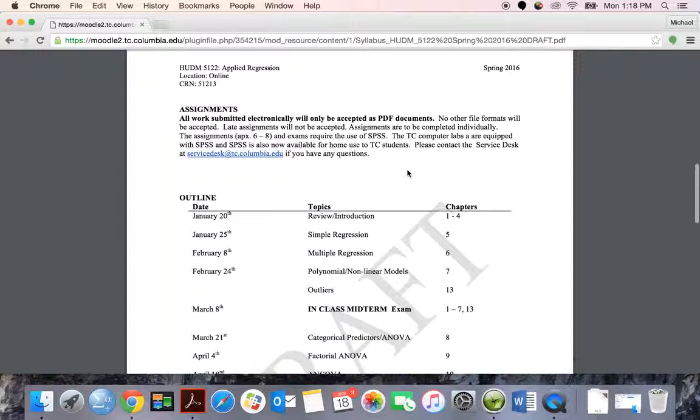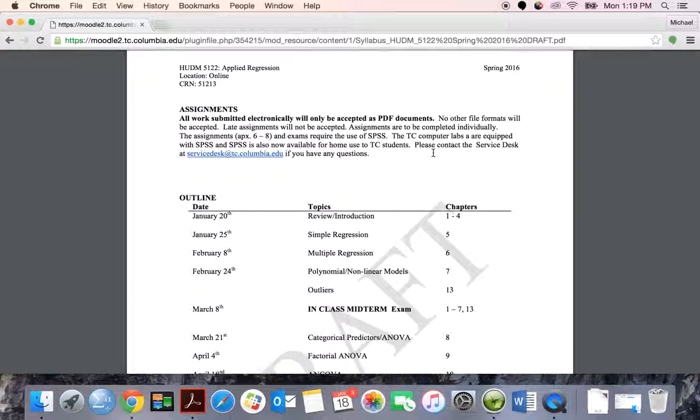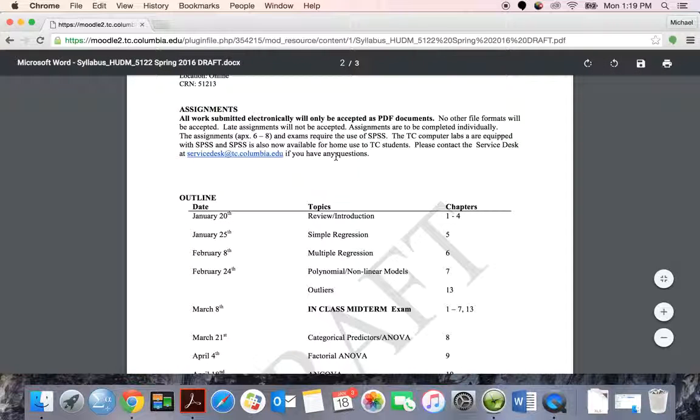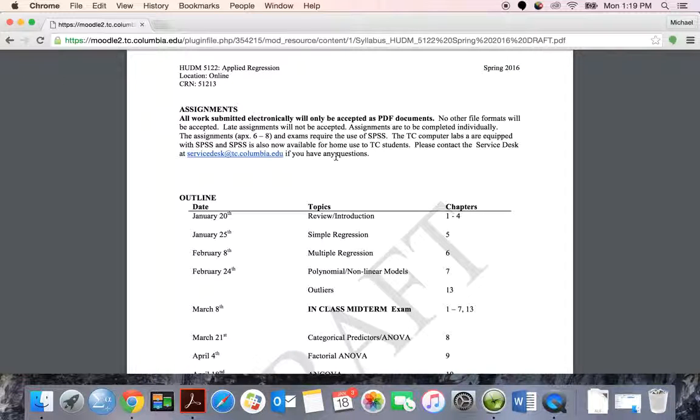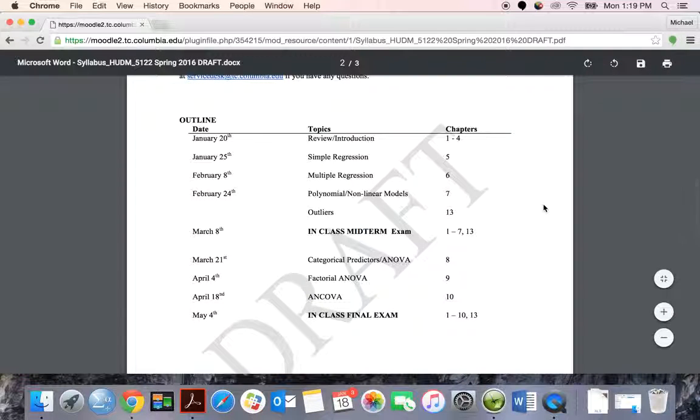Yeah, I've already touched on the assignments. Late assignments are not accepted. You'll be using SPSS. You can contact the service desk or search around my TC website, and I believe you'll be able to find a free use of SPSS, which is really great. We've been waiting a long time for that, so it's nice that it's now freely available for home use.